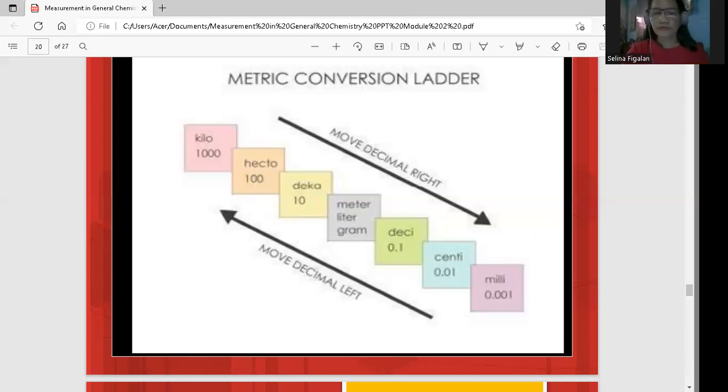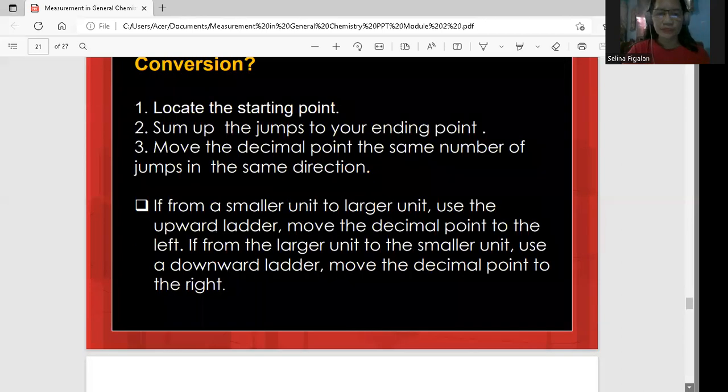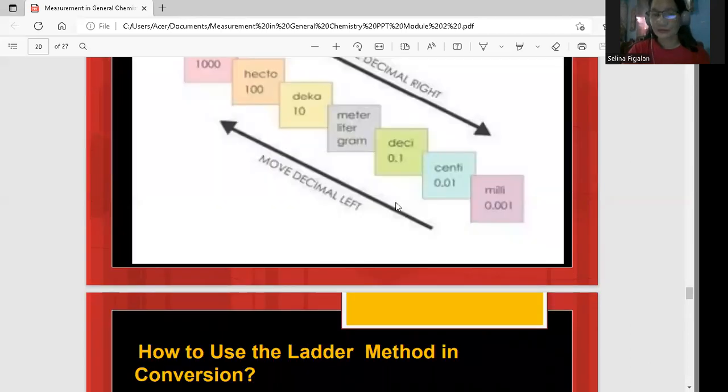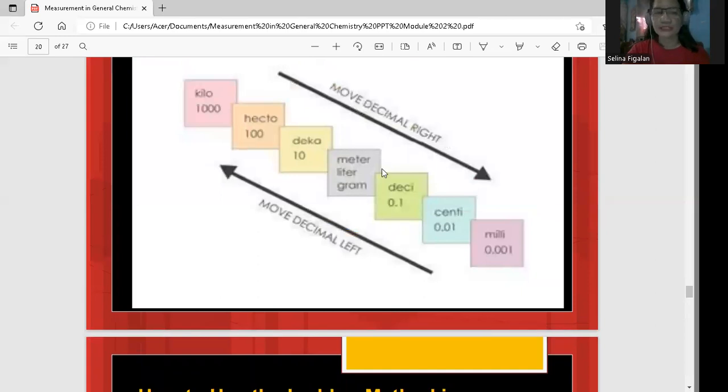Okay? So example, explain ko na yung given. Convert 125 ml to liter. So 125 ml, that is under the milliliter. Ito yung pinakacentral natin. Pwede mong gamitin millimeter, milliliter, milligram. Kaya ganun din, kilometer. Basta nandito siya sa gitna. So that is 125 milliliters.